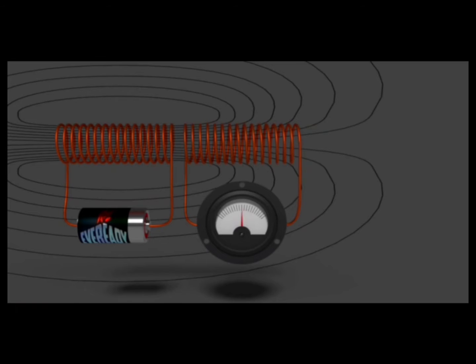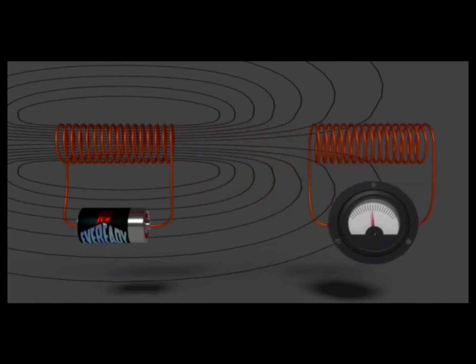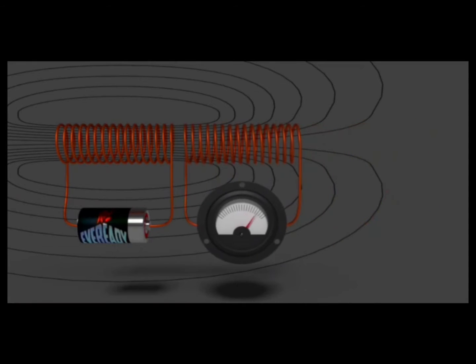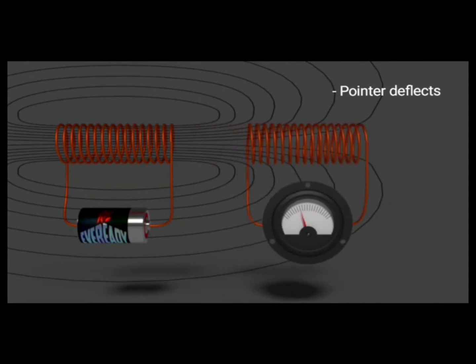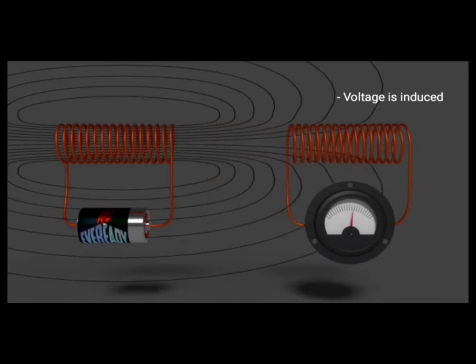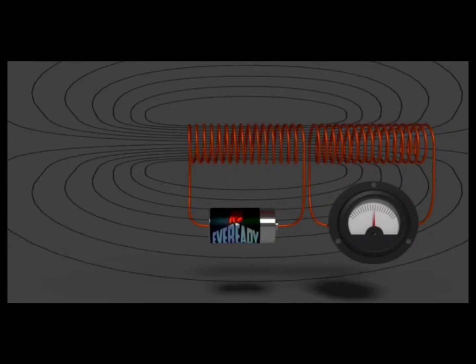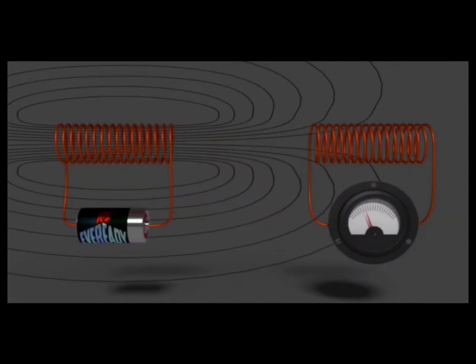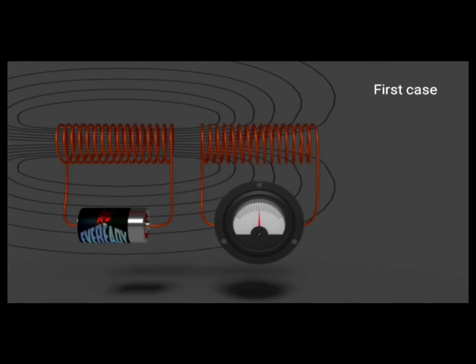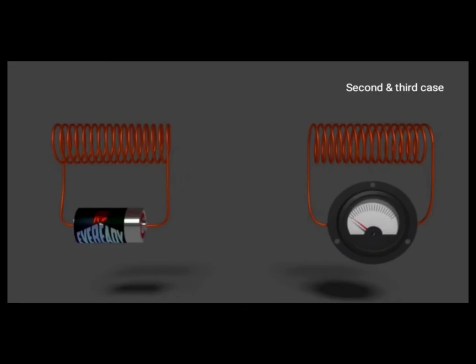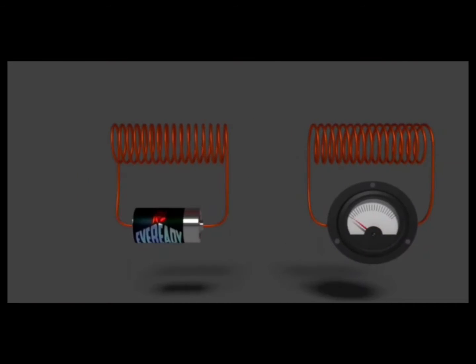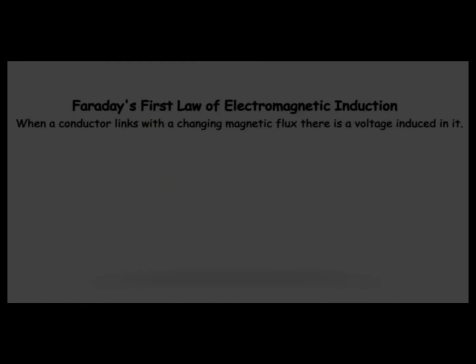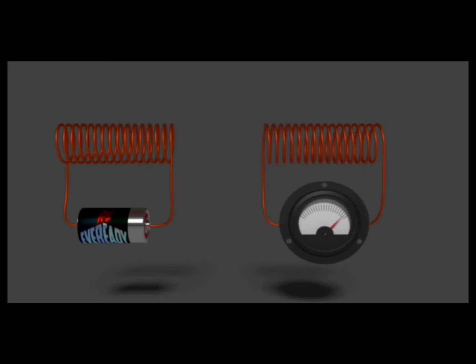This means that no voltage is induced in the second coil. Now, we move the second coil inside the influence of the magnetic field of the first coil. We observe that during the movement of the second coil, the pointer of the galvanometer deflects. This indicates that some voltage has been induced across the second coil. Okay, let's move the first coil toward the second coil. In this case, we observe that there is voltage induced across the second coil. So, in the first case, no voltage is induced. However, in the second and the third case, the voltage is induced. This fulfills Faraday's first law of electromagnetic induction, which says that when a conductor links with a changing magnetic flux, there is voltage induced in it.